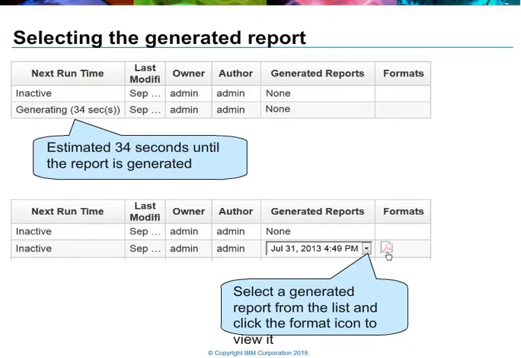Reports that have been previously produced can be found under the Generated Reports column. The drop-down menu will show the date and timestamps of the previously run reports. You can select the time and date that you want, and then select the Format icon under the Formats column. This will then launch the report in another window.